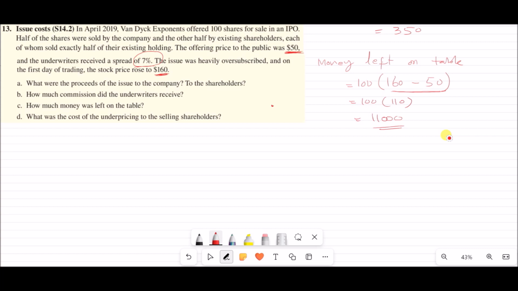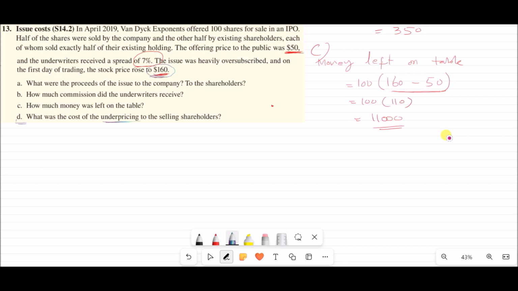Part D. So this was part C. Now let's calculate the part D. What was the cost of underpricing to the selling shareholders? So all the commissions and all the money left on the table is actually the cost of underpricing. So underpricing actually is like the real price of this stock was 160, on which it traded on the first day in the stock exchange.